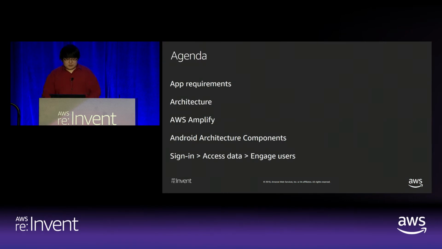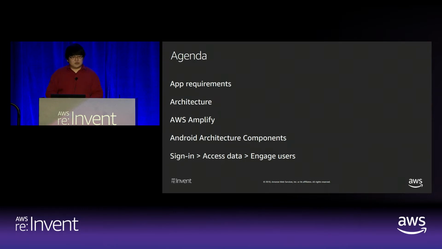So a little agenda, we'll go over what our app requirements are, then look a little bit at the architecture, both local and on the cloud. And then we'll look at AWS Amplify CLI, which is what we'll be using as our tool chain to provision all of these backend resources. And then we'll go into Android architecture components and how that fits into the AWS ecosphere.